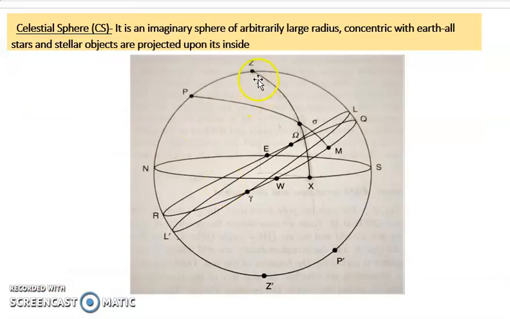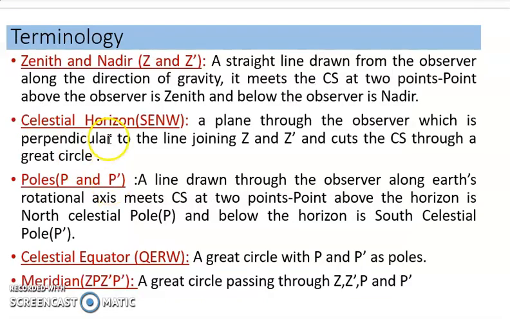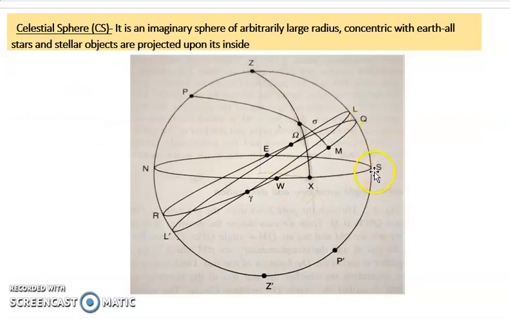And if we draw a line connecting Z and Z dash, we can draw a plane perpendicular to Z and Z dash. That plane is called the celestial horizon. Celestial horizon SENW. Here we can see SENW. It is the plane perpendicular to the line joining Z and Z dash.